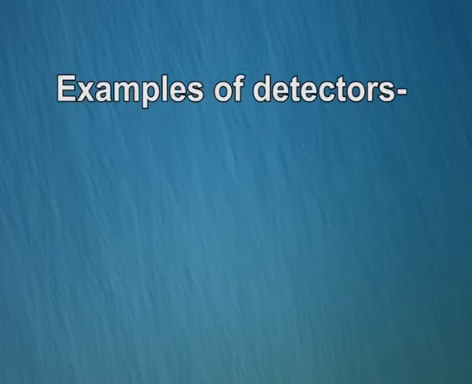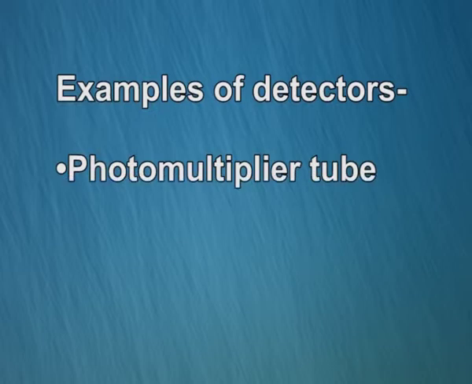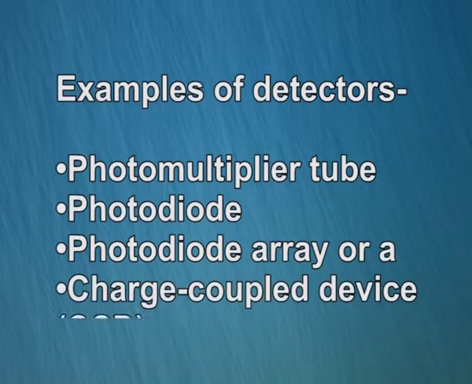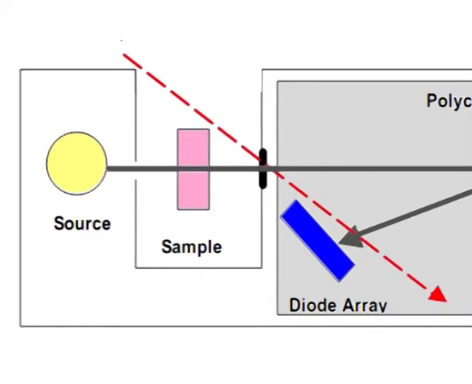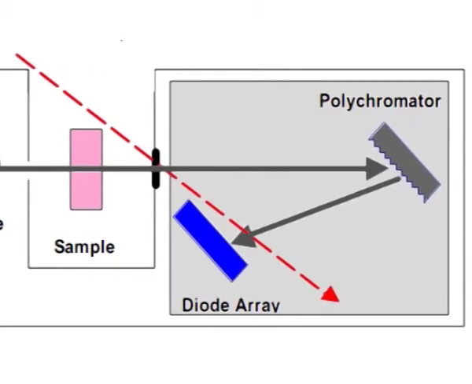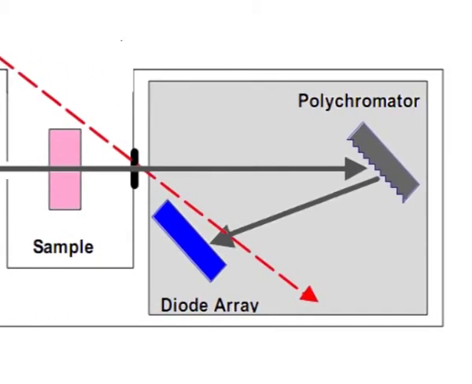The examples of detectors are photomultiplier tube, photodiode array or a charge coupled device which is known as CCD. Single photodiode detectors and multiplier tubes are used with scanning monochromators which filter the light so that only light of a single wavelength reaches the detector at one time.